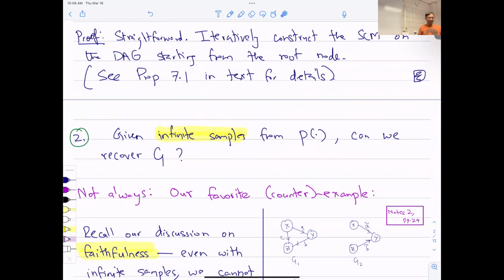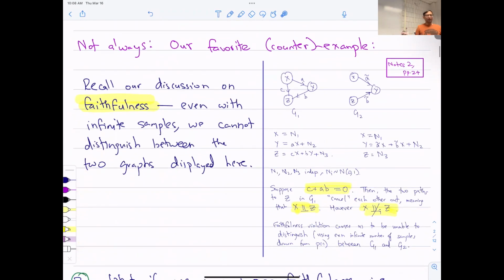All right. Now, the second question is, given infinite samples from this joint distribution, can we actually recover the graph? And the answer is no. We go back to our problem of faithfulness, right? In particular, we already argued that we cannot, with infinite samples, distinguish between these two structures, because x and z could be independent if c plus a times b equals 0. Specifically, these are jointly Gaussian, and x and z are uncorrelated.